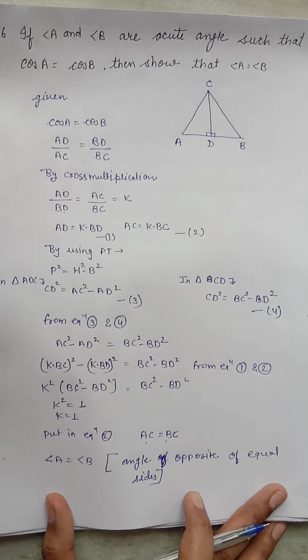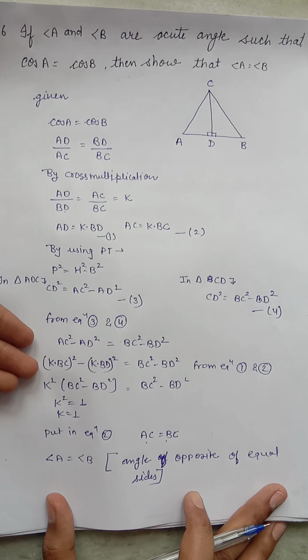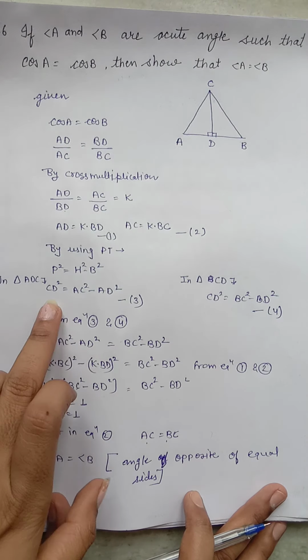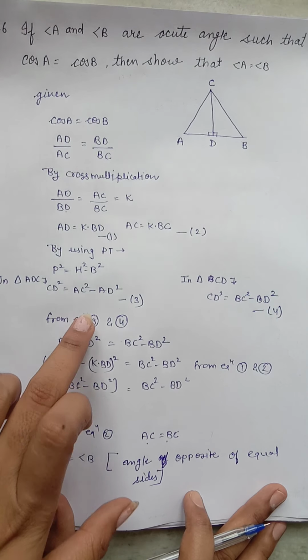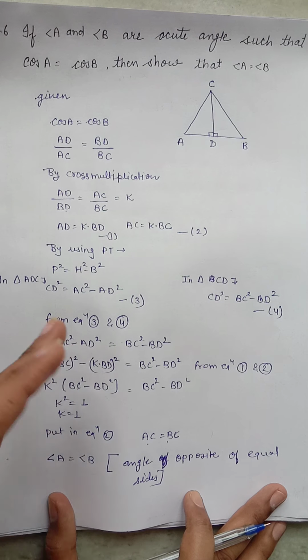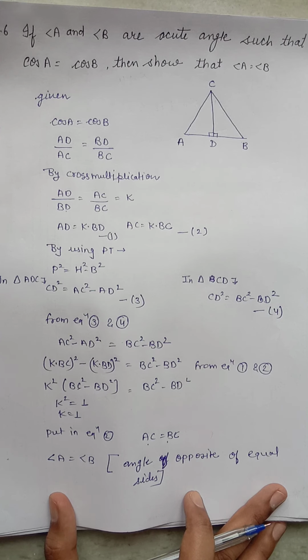Yes, you can solve it in the same way as we solved in example number 2, or you can solve by this method also. Clear? Yes, in example number 2, what we have done, we put the values of AC and AD here, and we applied the CD upon CD, and that will cancel out here. So you can solve it by that method also. Clear? Angle opposite to equal side.